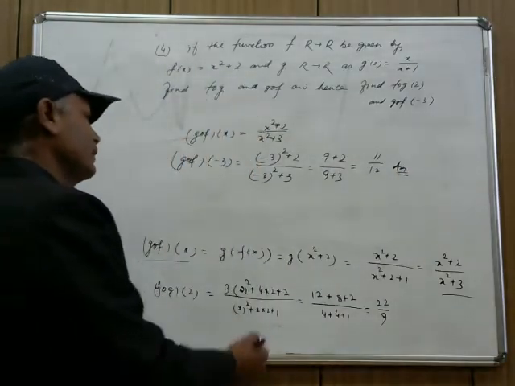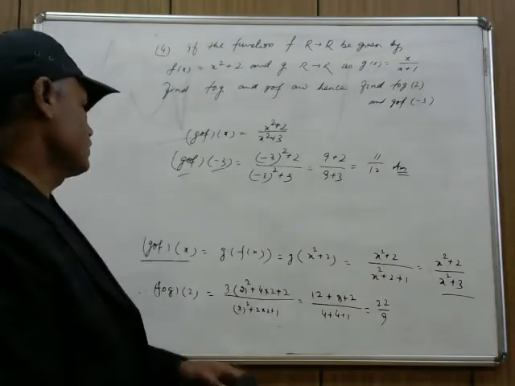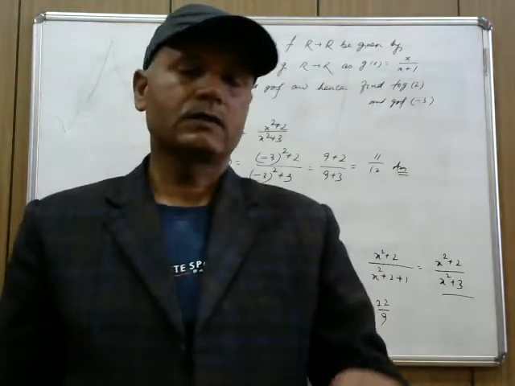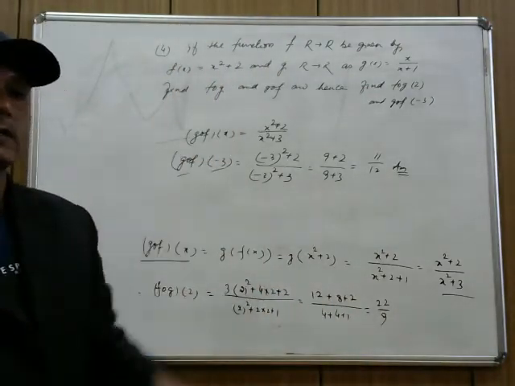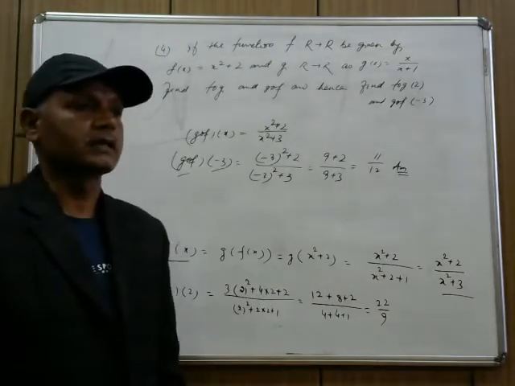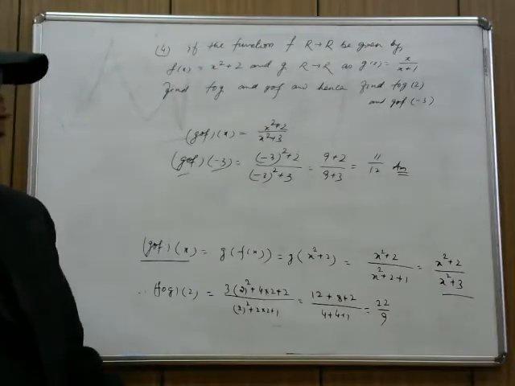Okay, can you find out g of f of minus 3 by another way? Suppose you are not asked to find g of f of x and f of g of x, and you are simply given two functions, f of x and g of x, and you are asked to find f of g of 2 or g of f of minus 3. Can you find it? Yes. We will start like this.